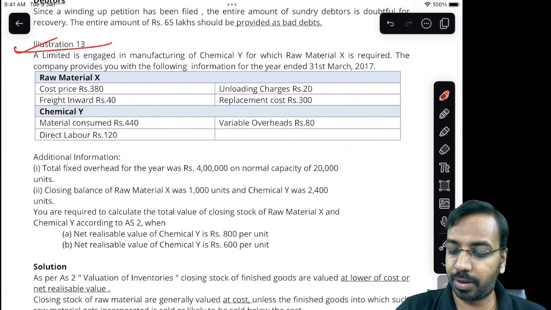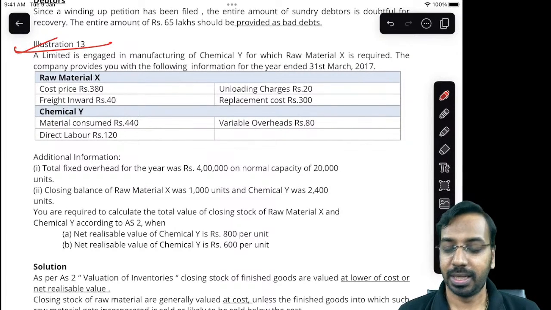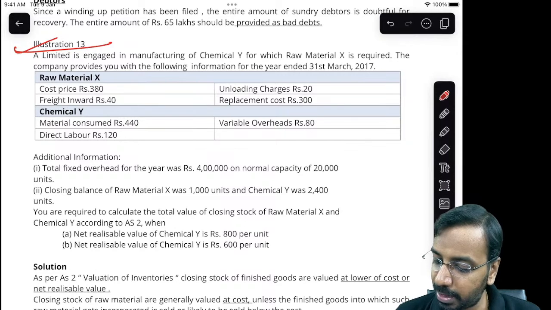This I was anyway going to cover, Ashwin, you anyway put it out. Here is where I will talk about the replacement cost.